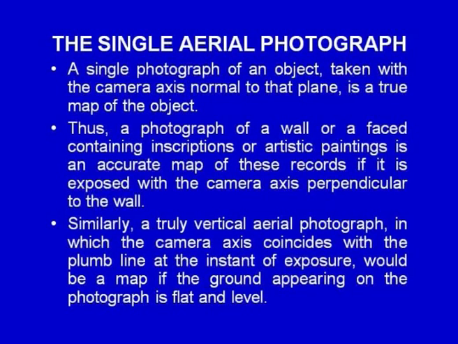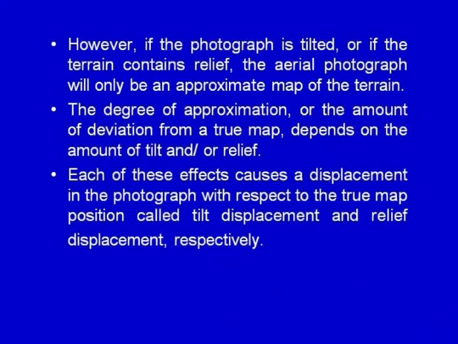Similarly, a truly vertical aerial photograph in which the camera axis coincides with the plumb line at the instant of exposure would be a map if the ground appearing on the photograph is flat and level. However, if the photograph is tilted or if the terrain contains relief, the aerial photograph will only be an approximate map of the terrain. The degree of approximation or the amount of deviation from a true map depends upon the amount of tilt and or relief. Each of these effects causes a displacement in the photograph with respect to the true map position and is called tilt displacement and relief displacement respectively.